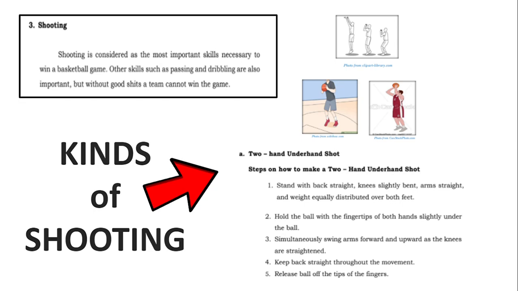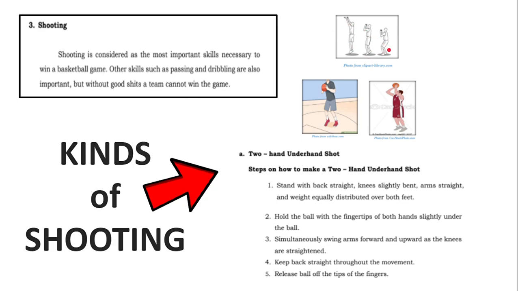So, to make the process very, very short, like for example, you're standing straight and you slightly bend for you to weigh your body weight. And then you do this position wherein you are lifting your arm and hand while holding the ball. At the same time, you release the ball. Ayan. So that is the example of a two-hand underhand shot.